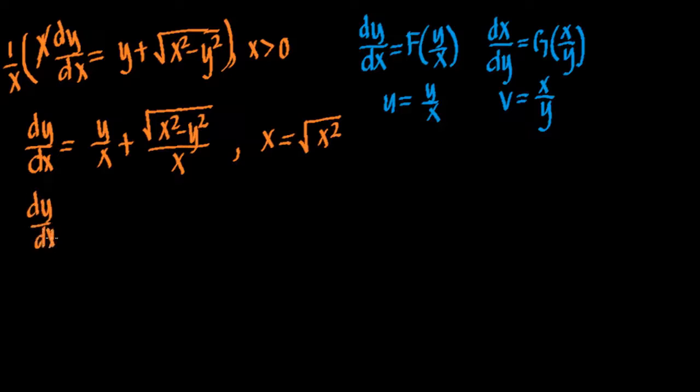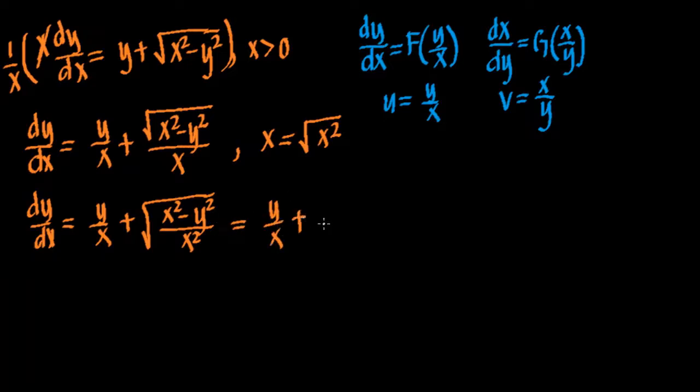So we have dy over dx is equal to y over x plus the square root of x squared minus y squared over x squared, which is equal to y over x plus the square root of x squared over x squared, which is just 1, minus y squared over x squared, which is just the quantity y over x raised to the square.